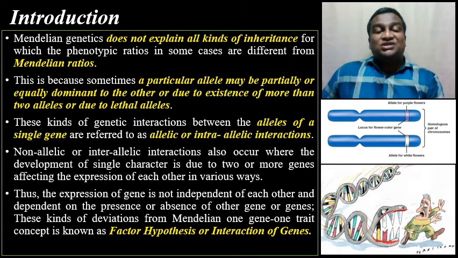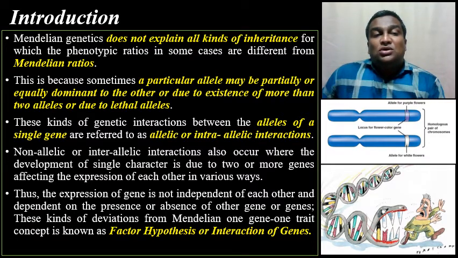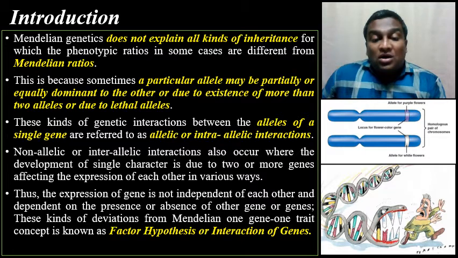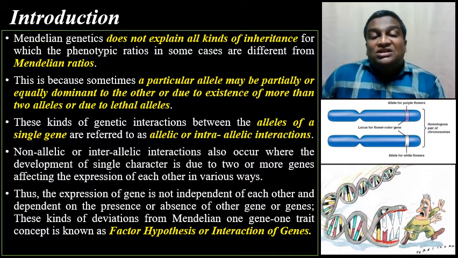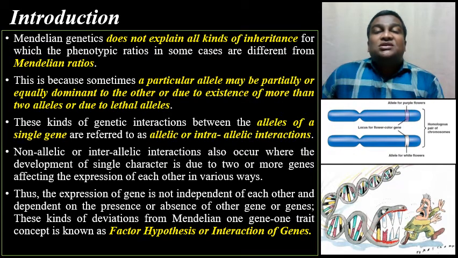Thus, the expression of a gene is not independent of each other and is dependent on the presence or absence of the other gene or genes. These kinds of deviations from the Mendelian one gene, one trait concept are known as the factor hypothesis or interaction of genes. So I think you have got a proper idea about gene interaction.